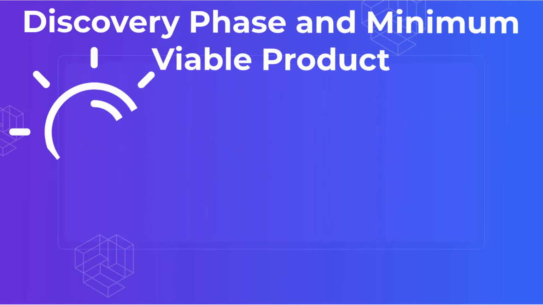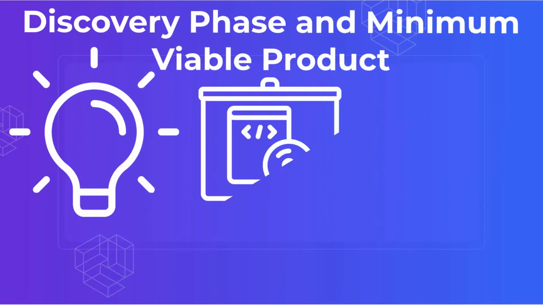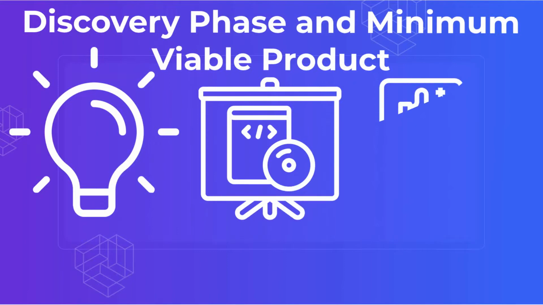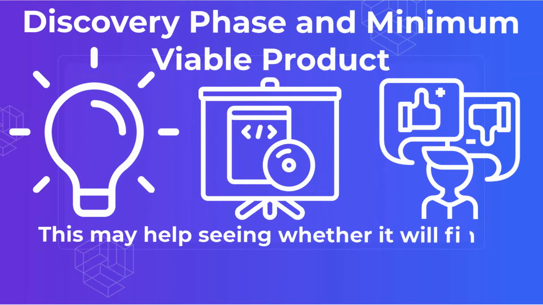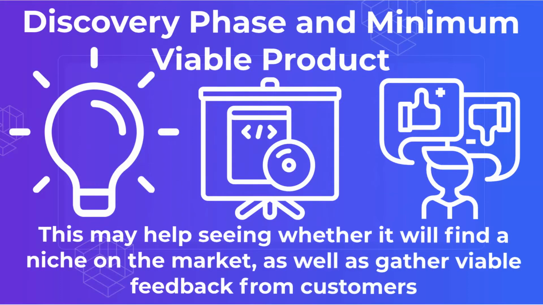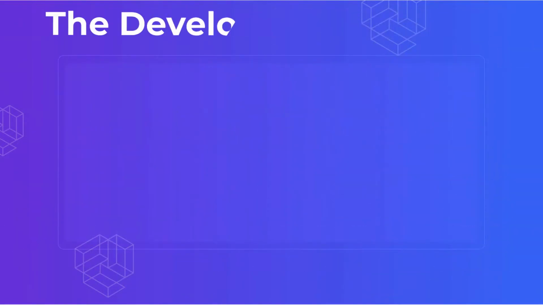Discovery phase and minimum viable product. The best way to test your idea is to give it a try. Developing a full-blown SaaS product is difficult, but you can develop a minimum viable product, which is a stripped-down version of it. This may help in seeing whether it will find a niche on the market, as well as gather viable feedback from customers.